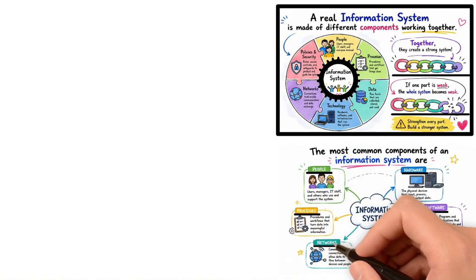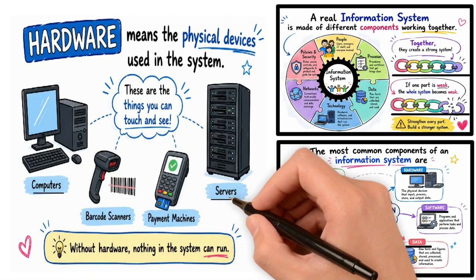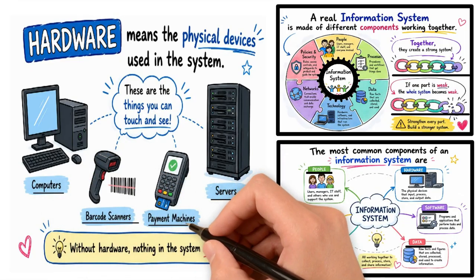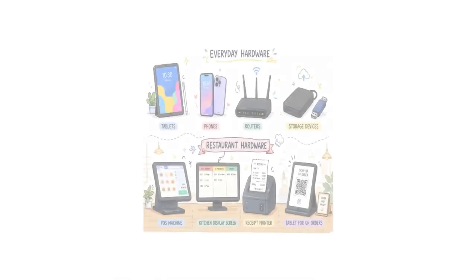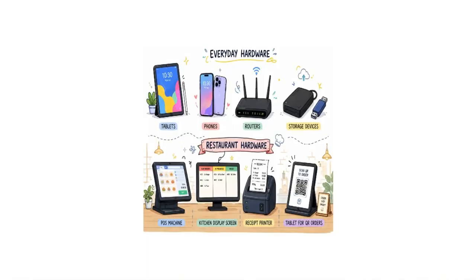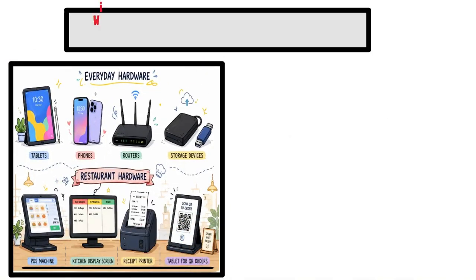Let's break this down simply. Hardware means the physical devices used in the system. Computers, servers, barcode scanners, payment machines, tablets, phones, routers, and storage devices. In a restaurant, the POS machine, kitchen display screen, receipt printer, and tablet used for QR orders are all hardware. Without hardware, the system has no physical body.